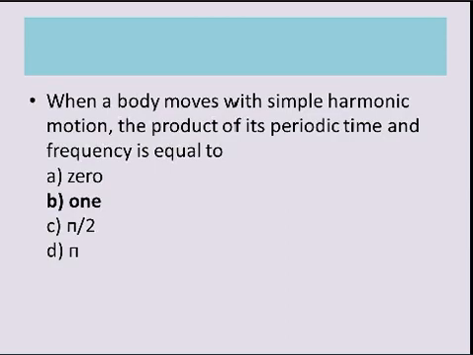Very conceptual question. When a body moves with simple harmonic motion, the product of periodic time and frequency is equal to, whether it is option A 0, option B 1, option C pi by 2, or option D pi. And the correct answer is, it is always equal to 1. The correct answer is B, 1.